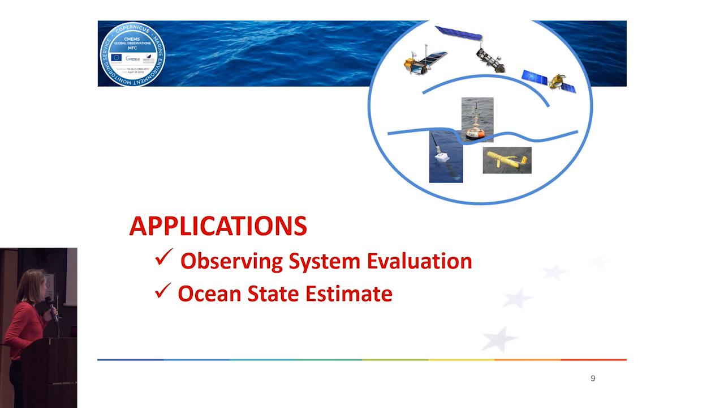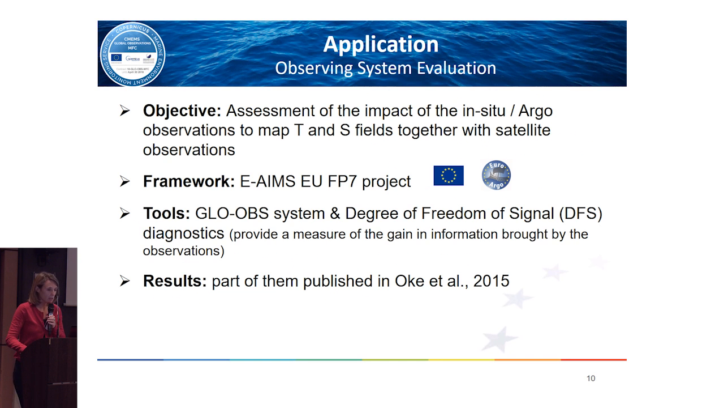Now some applications, what we do with our fields. This is only illustration. I'm not going to go very much into detail, but it's just to give you a flavor of what can be done with our fields. So two main applications. The first one is observing system evaluation, and the second one is ocean state estimate. So a study about observing system evaluation has been carried out to assess the impact of the in situ and specifically the Argo observing system to map temperature and salinity fields together with satellite observation.